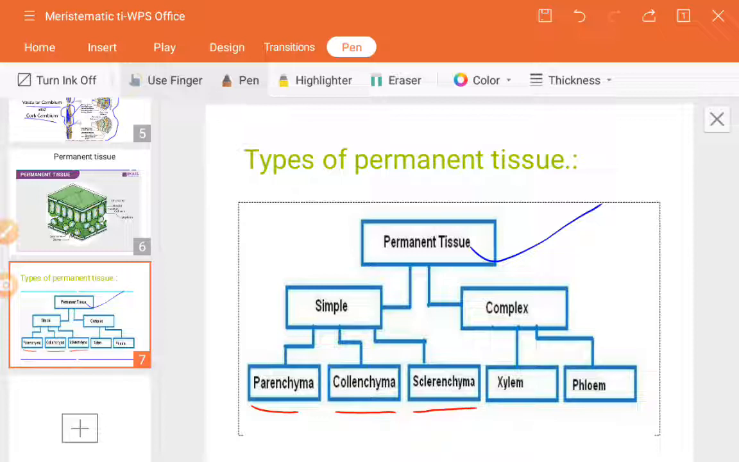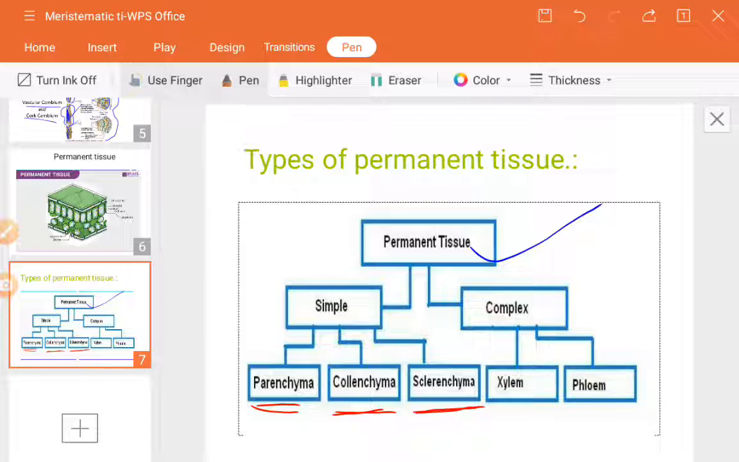So we will see in the recording, no worry about it. Actually I wanted to show you that the permanent tissues are subdivided in this part, but this is only the pie chart I wanted to show you. This chart is so important that you should not get confused, that's why I'm showing it here. So simple permanent tissue is divided into parenchyma, collenchyma and sclerenchyma.